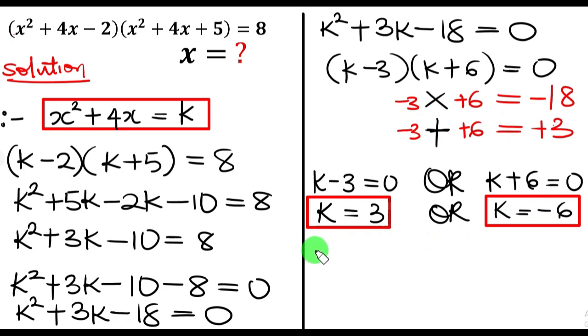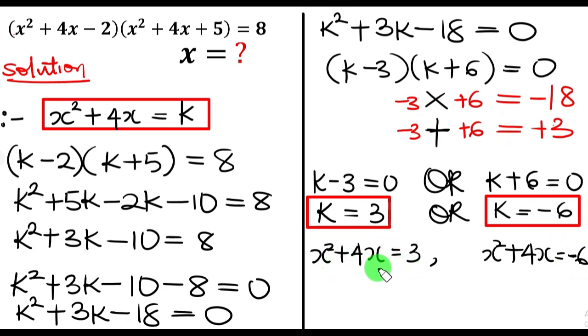So I say x squared plus 4x equals 3, comma, then the same thing I'm going to do here, x squared plus 4x equals minus 6. So I'm going to continue by bringing in 3. So if I do, I have x squared plus 4x minus 3 equals 0.